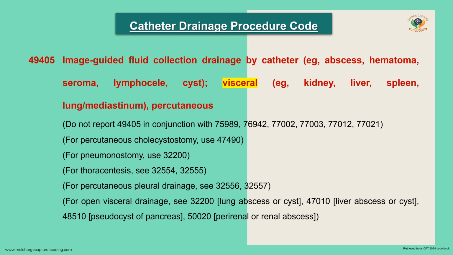For image-guided fluid collection and drainage from an abscess, hematoma, seroma, lymphocele, or cyst from a percutaneous visceral such as the kidney, liver, spleen, lung, or mediastinum, using a catheter, report CPT code 49405.